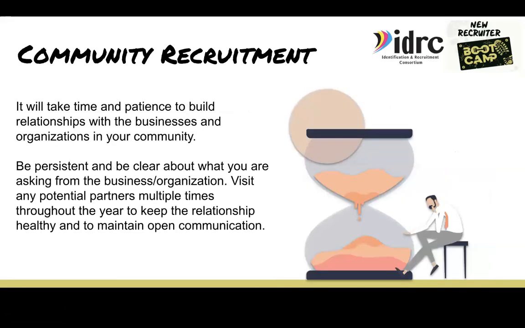Remember that it takes time and patience to build relationships with businesses and organizations in your communities. You want to be persistent and be clear about what you're asking for. Be direct, being direct about stating what you want works so much better. Visit any potential partners that you may have multiple times throughout the year to keep those relationships healthy and to maintain open communication. Don't only reach out to those community partners when you need them. Reach out during the off season, check to see how they're doing, check regularly throughout the year, once a month or something like that, just to keep those lines of communication open.